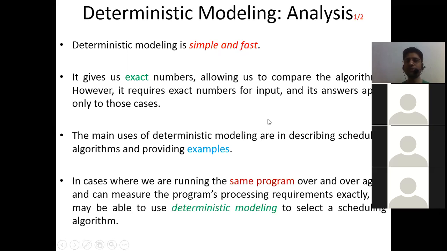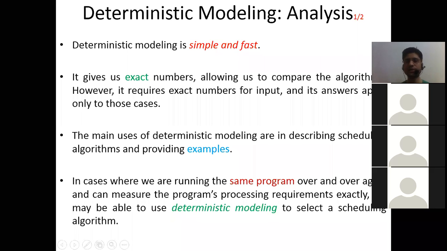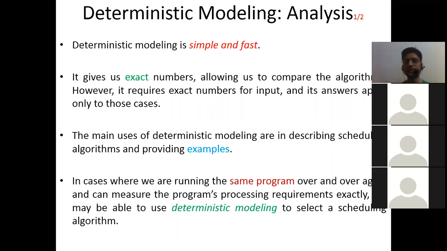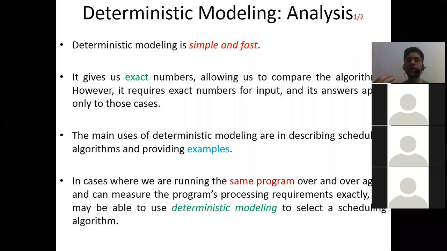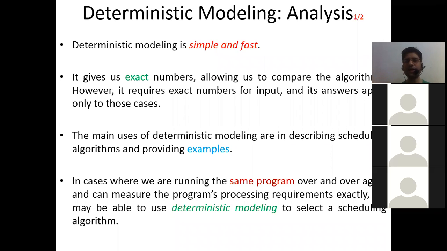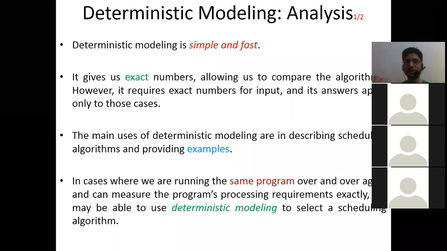In cases where we are running the same program over and over again, and can measure the program's processing requirements exactly, we may be able to use deterministic modeling to select a scheduling algorithm. If you have a question about where we can use deterministic modeling with exact numbers of inputs always, here is the answer. It means in which scenario you can use this: where you are running the same program over and over again. So this is the context of using deterministic modeling.